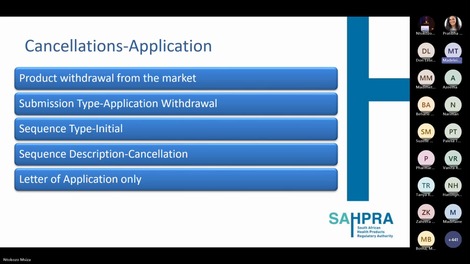So I'm going to submit. My submission type would be application withdrawal. My sequence type is initial. My description is going to be cancellation. And I just include a letter of application to SAHPRA saying, listen, I'm taking this off the market. I'm cancelling this product. And this is also very important when we get to retention fees and all of that, because this speaks to the system, which gives a report to the finance office, and they would know, listen, these were cancelled in the last year, and it's easy to keep track of it in this regard.